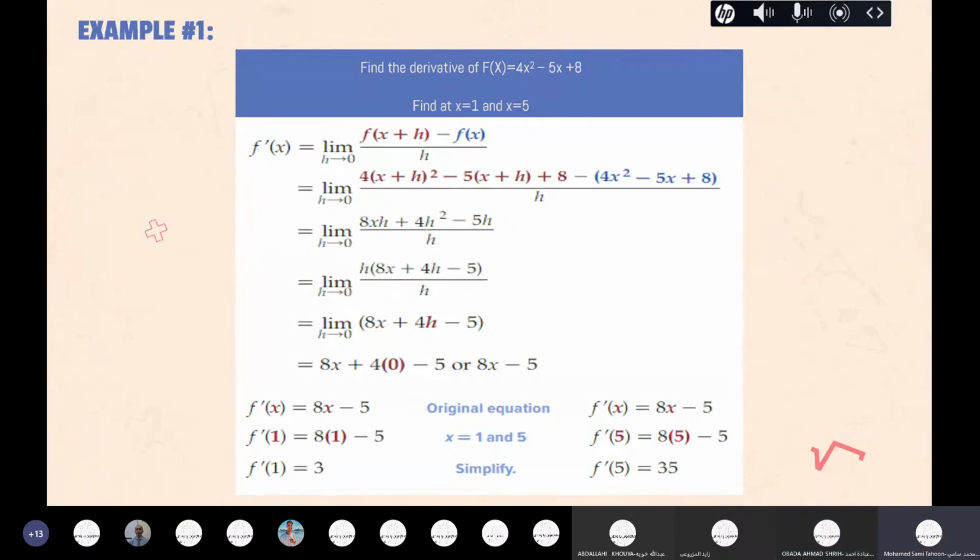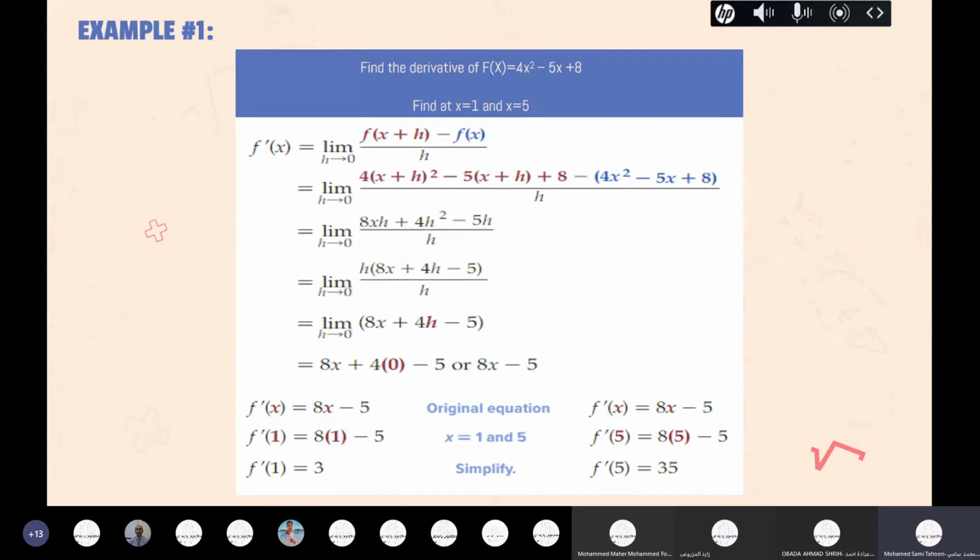Thank you, Obada. Does anyone have any questions? Yes, Muhammad Maher? Why did you substitute 0? Because the function limits goes to 0. Okay, thank you. Now let's continue with our class.